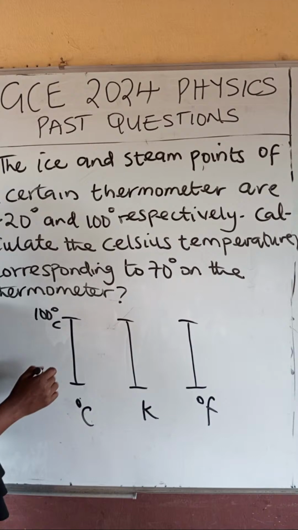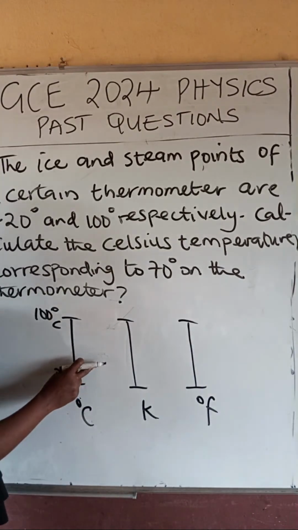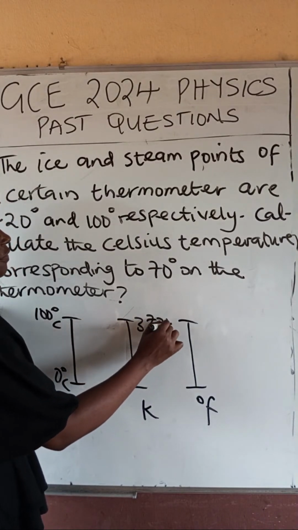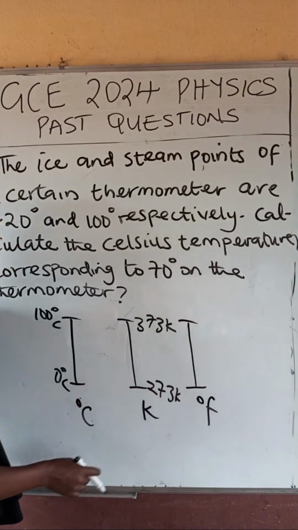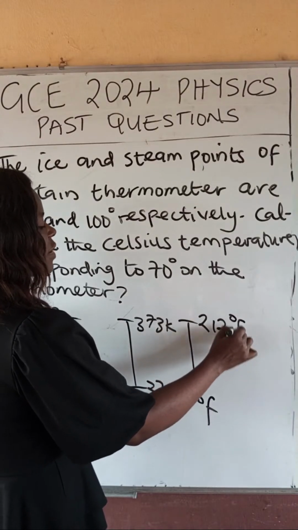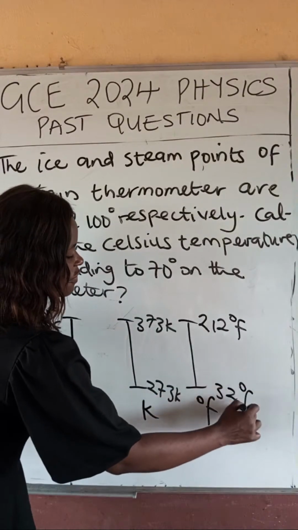Now the upper fixed point of this Celsius scale is 100 degrees Celsius. The lower fixed point is 0 degrees Celsius. The upper fixed point of this Kelvin is 373 Kelvin. The lower fixed point is 273 Kelvin. The upper fixed point of this is 212 degrees Fahrenheit, and the lower fixed point is 32 degrees Fahrenheit.